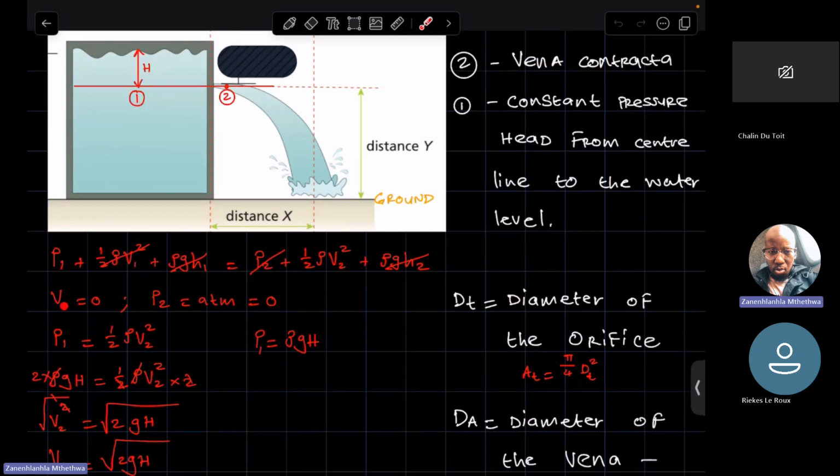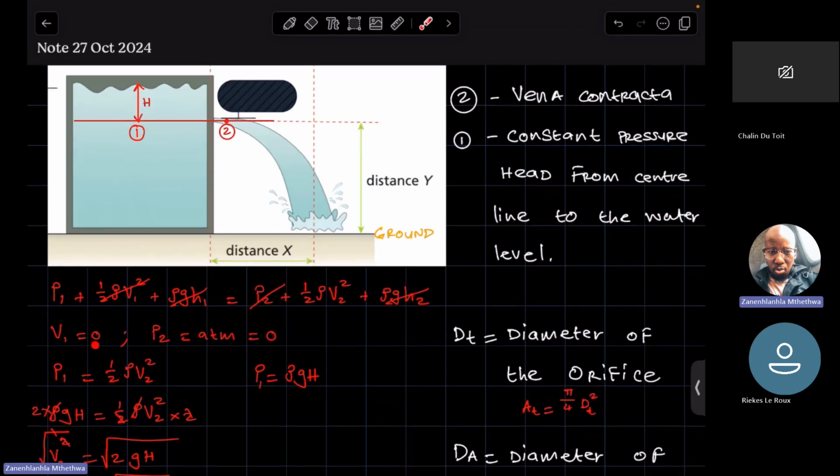Right, so like I explained, V1 is approximately equal to 0. Any velocity of the fluid inside the reservoir will be approximately zero, be it 0.1, even 0.2, even 0.3. The velocity there will be equal to 0, right? So anywhere in the reservoir, the velocity we take as being approximately equal to 0. Hence, that is why V1 is equal to 0.